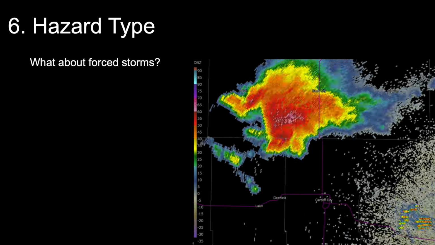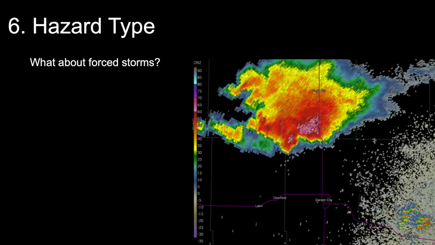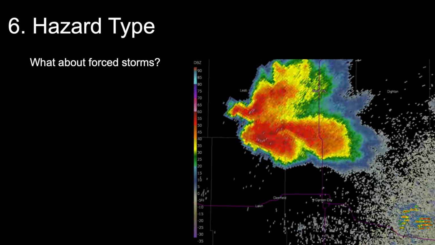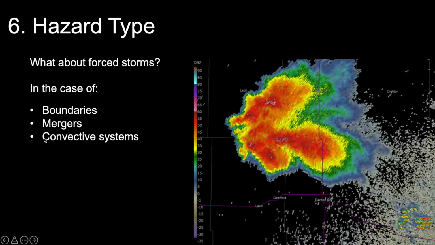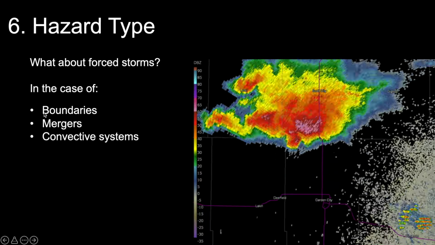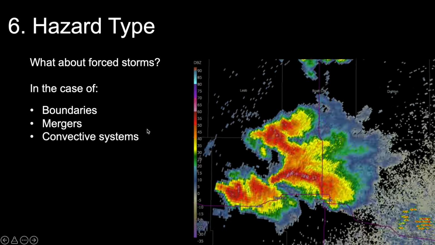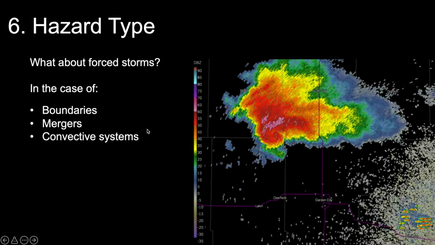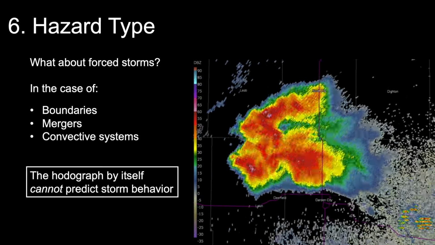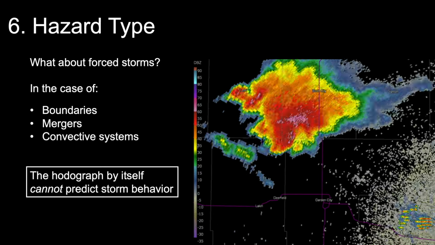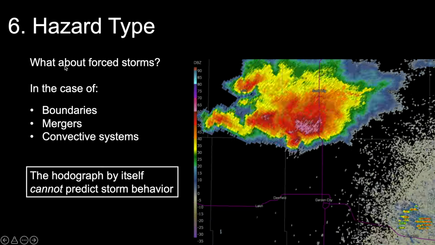And we always have to remember our forced storms and how these can lead to major caveats within the conclusions that we talked about above. When we're dealing with storms that are on boundaries, storm mergers, like in this case, or anything related to convective systems, this is going to change the behavior of the storm such that it's not exactly predictable by the hodograph. The hodograph itself cannot predict storm behavior, especially in the case of forced storms.